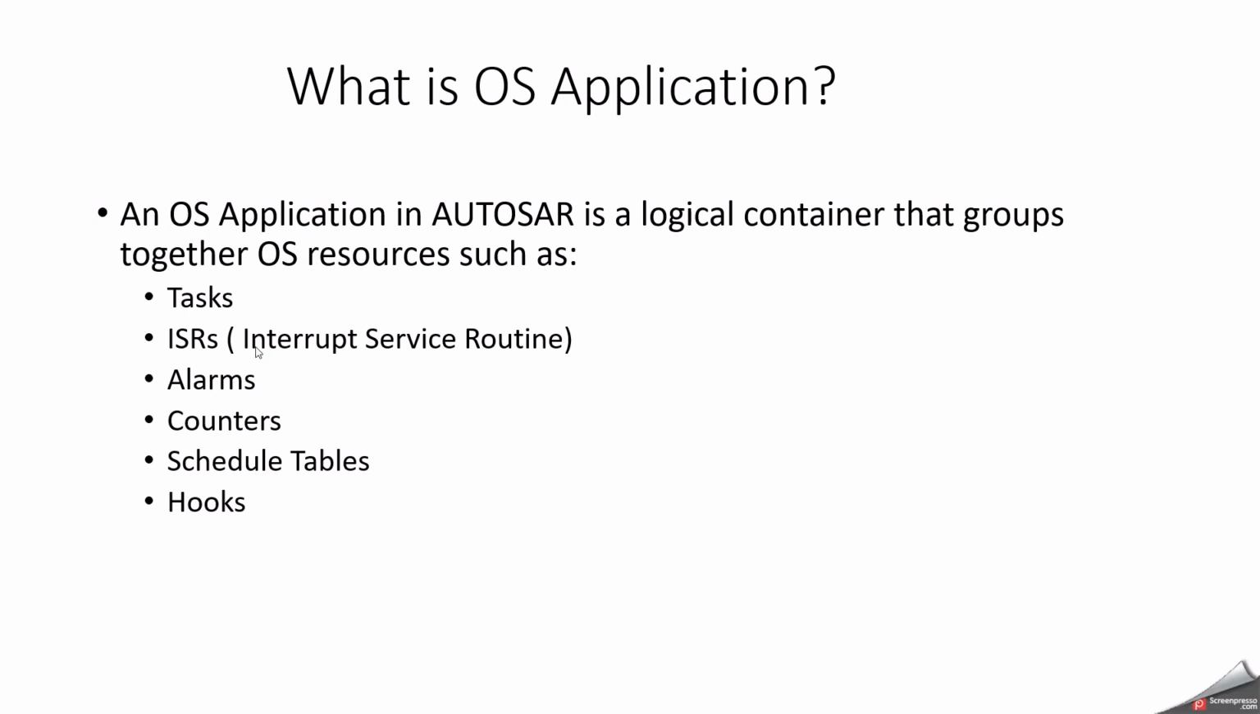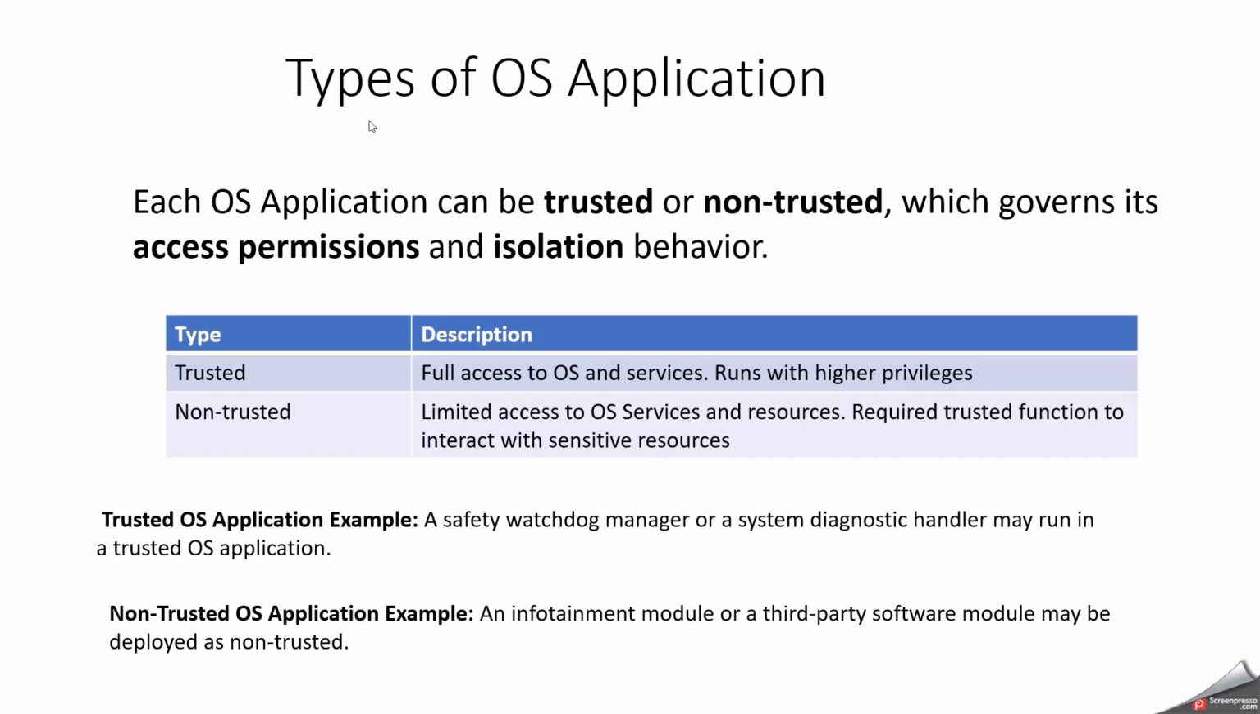All objects which belong to the same OS application have access to each other. Here, the access means these operating system objects are allowed as parameter to API services. In OS application, there are two classes of OS application. One is trusted, another one is non-trusted.